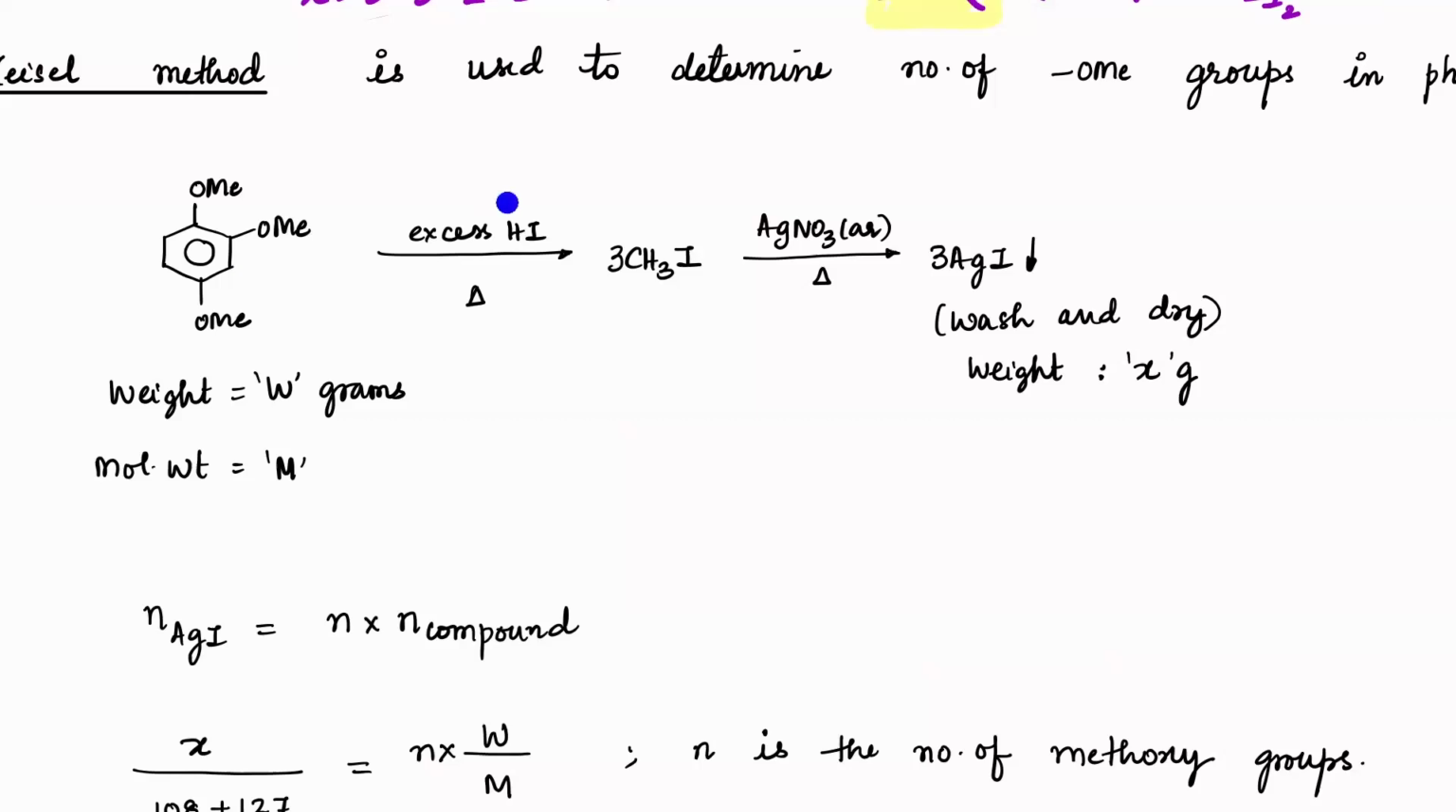In that case, what do we do? We add excess HI. So if you have n methoxy groups, I will get n methyl iodides. And if I treat them with AgNO3 and heat it, these iodides, even if on the methyl position, will combine with silver to convert into AgI precipitate. And once you get the precipitate, you wash it, weigh it and see how much is in grams.